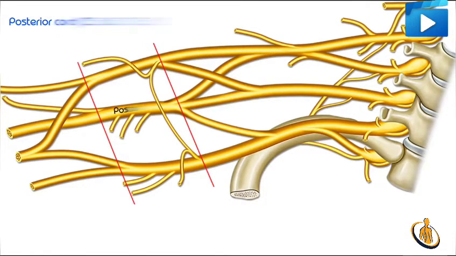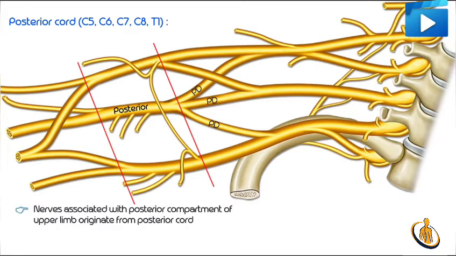And next is the posterior cord. The posterior cord of the brachial plexus is mainly formed by the union of all three posterior divisions, so it has contributions from C5 to T1. The nerves which are associated with the posterior compartment of the upper limb mainly originate from the posterior cord, and it lies posterior to the second part of the axillary artery.